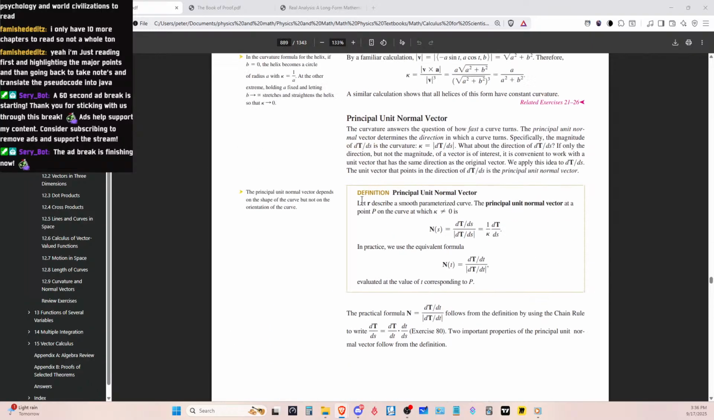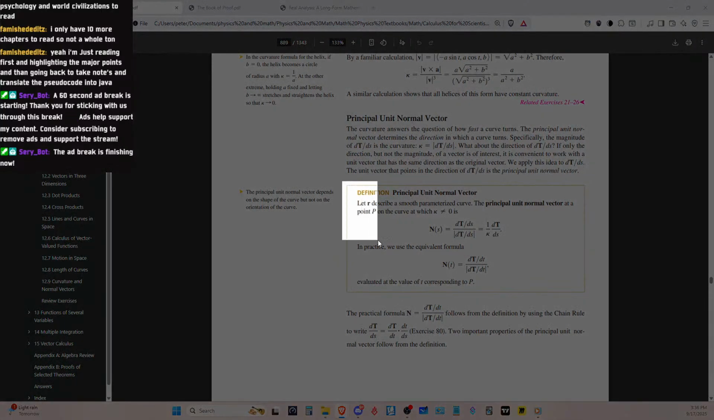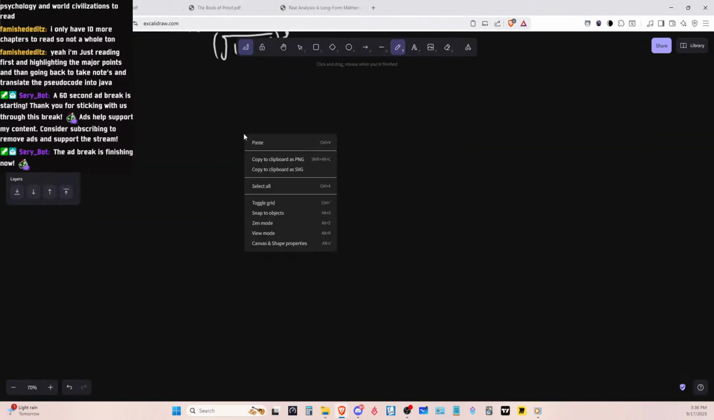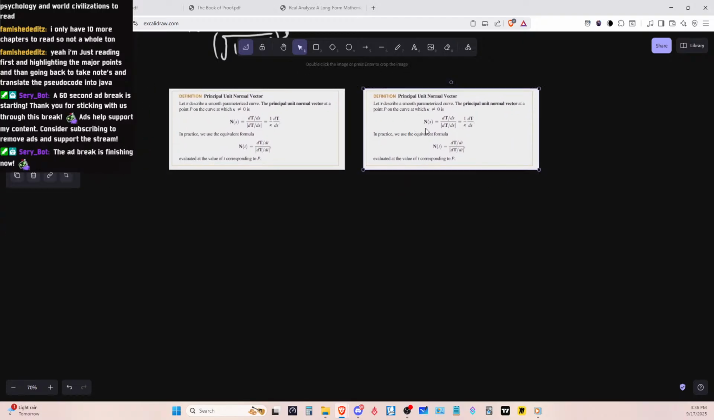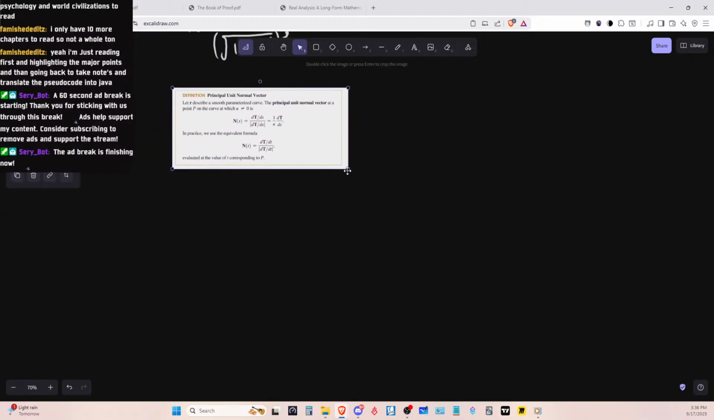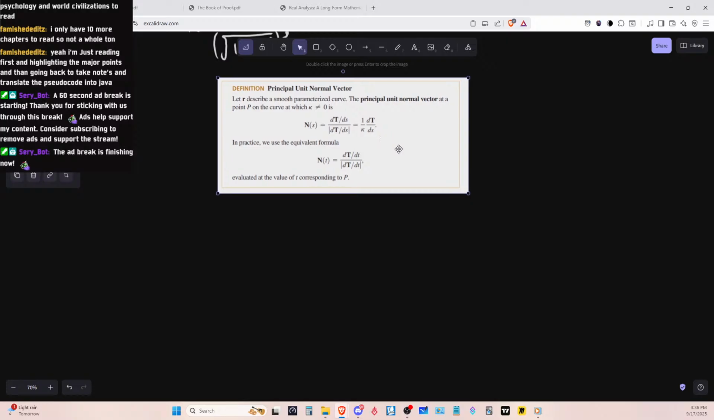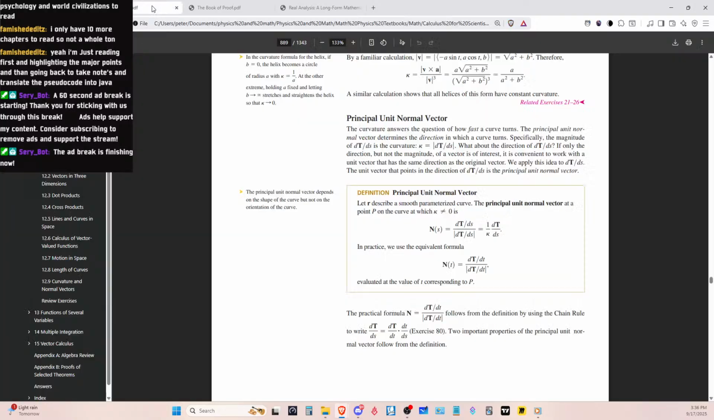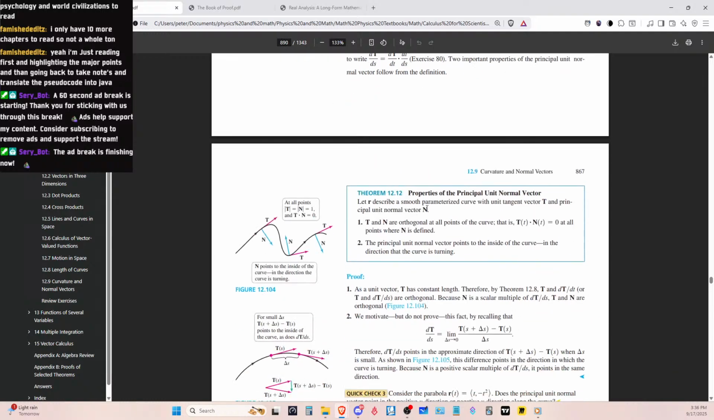So we can copy this. This is the definition. Then probably copy this because it's a theorem. Usually theorems give us bigger ideas.